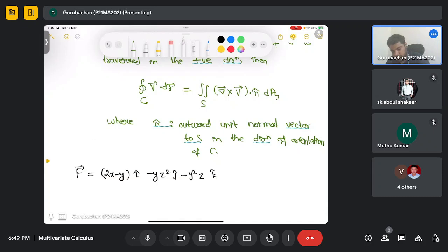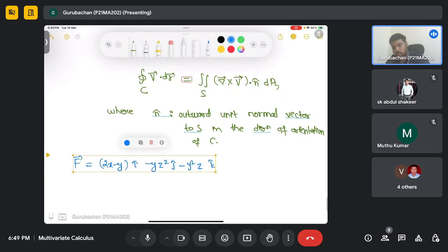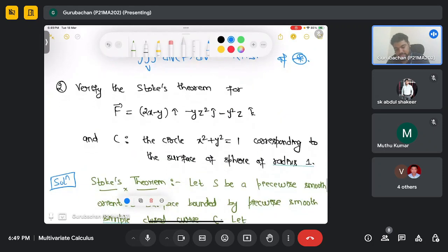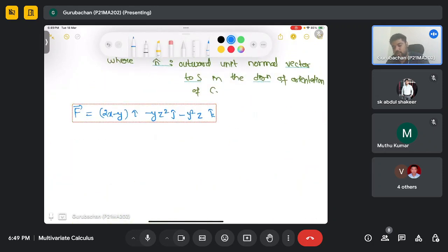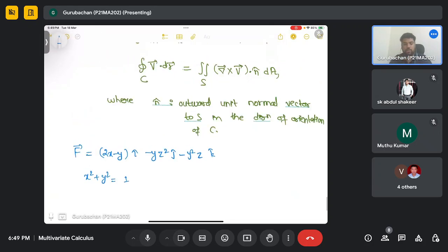This is our force field. Now, what is our surface? Surface is x square plus y square equal to 1. So, any guesses on which part is easy to calculate, the left hand side part or the right hand side part? Which part is easy to calculate? Right hand side, sir.